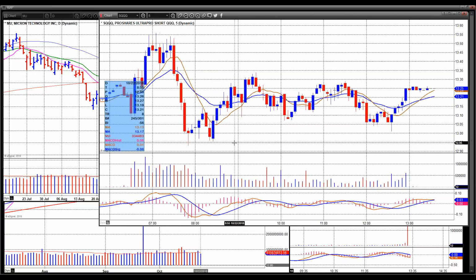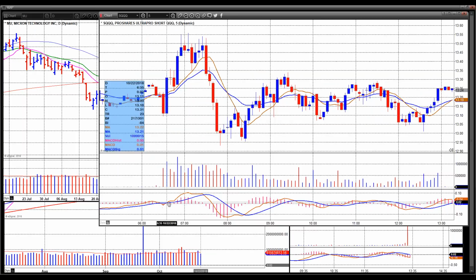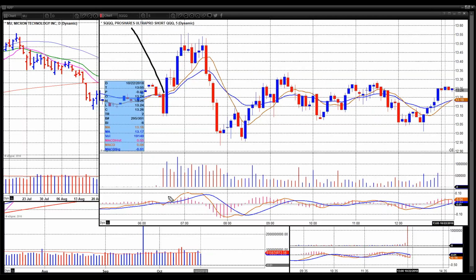So the SQQQ, you can see right at the opening you got a MACD cross, and at the same time it coincided with the 6 period moving average crossing over the 20 period moving average, and that lasted for a little while, and then that rolled over very fast.